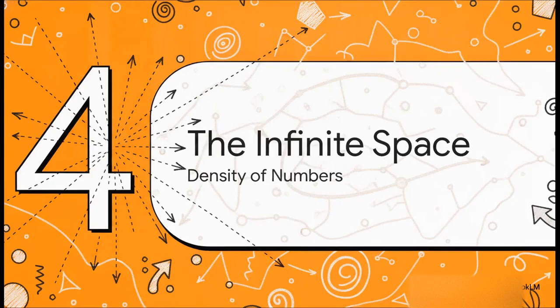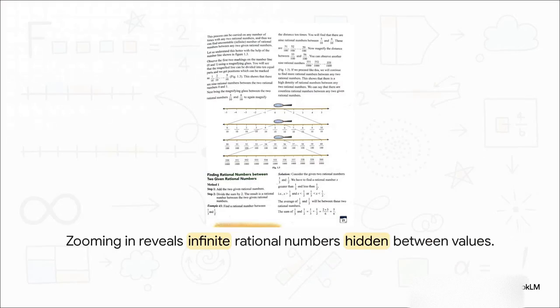Section 4. Exploring the infinite space, the density of rational numbers. Okay, imagine using a giant magnifying glass on the number line. If you take two whole numbers, let's say 1 and 2, you know for a fact there are no whole numbers between them. But with rational numbers, this mind-bending concept of density takes over. If you take any two rational numbers, even ones sitting right next to each other, like 1/10 and 2/10, and you look closer, you will find an uncountable infinite number of rational numbers hidden in the tiny gap between them. You can literally zoom in forever.